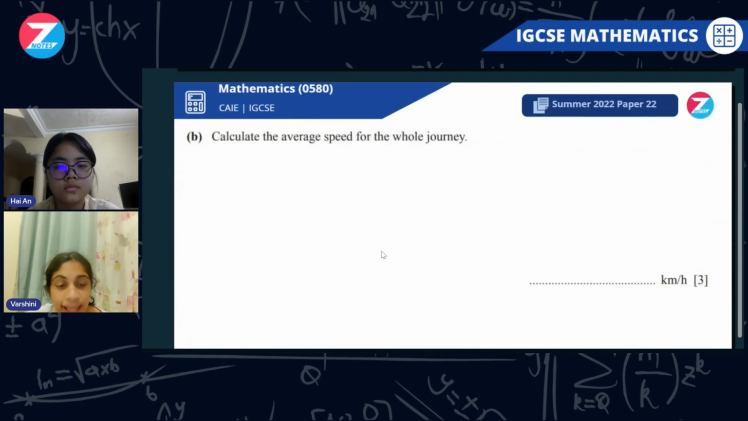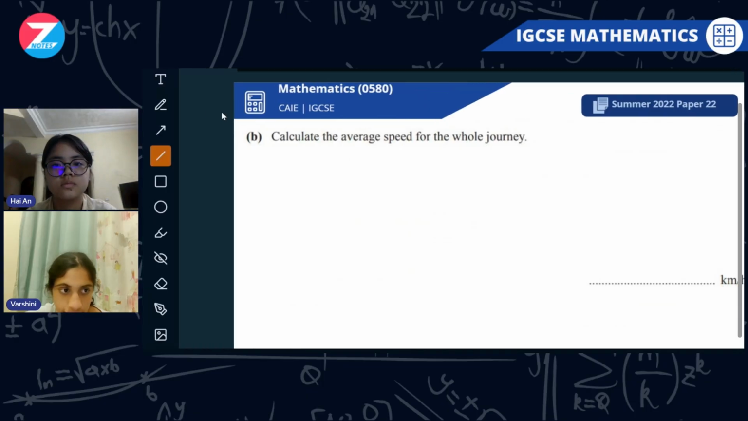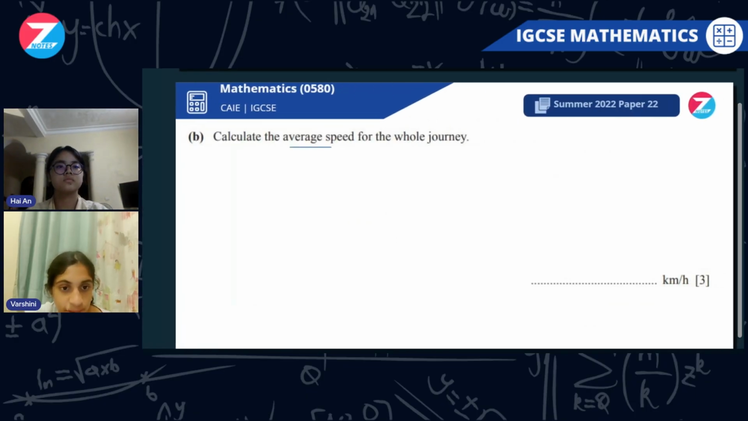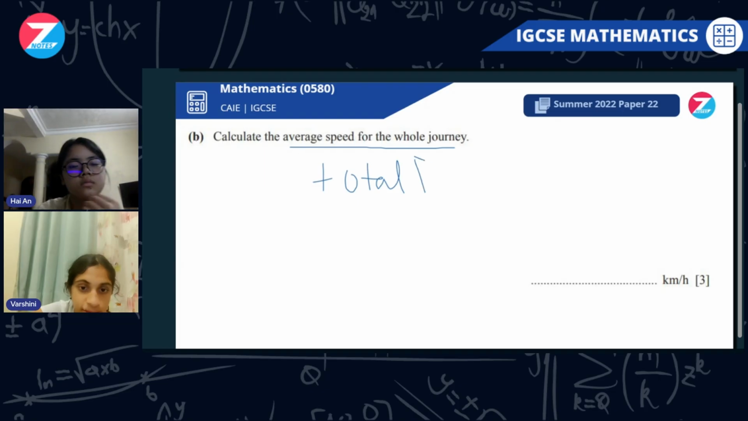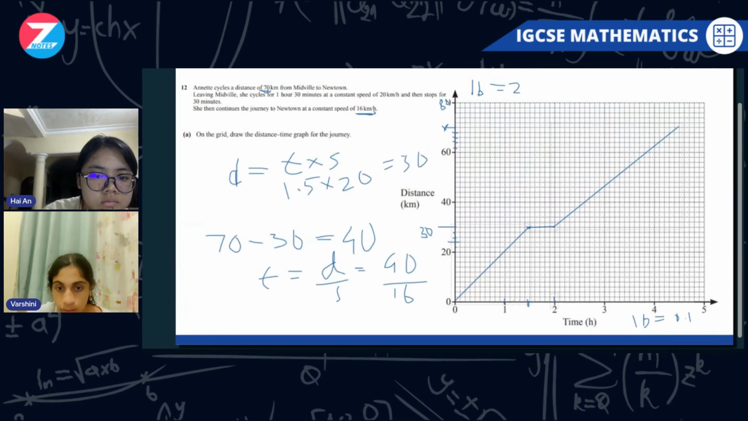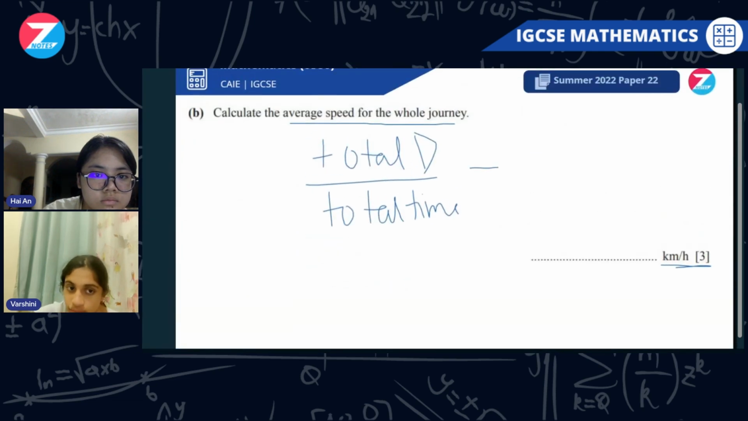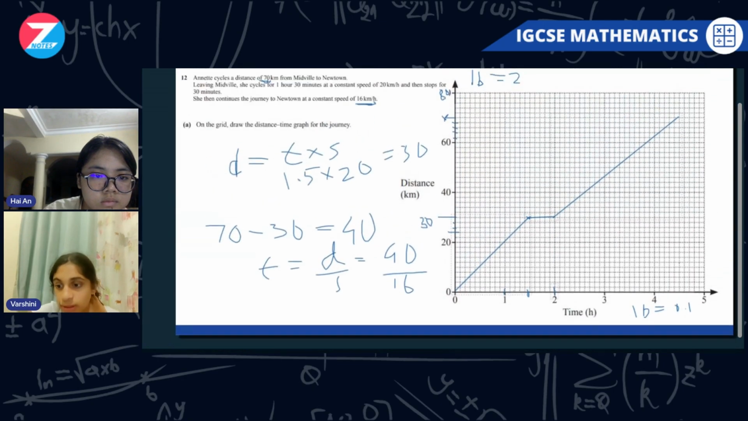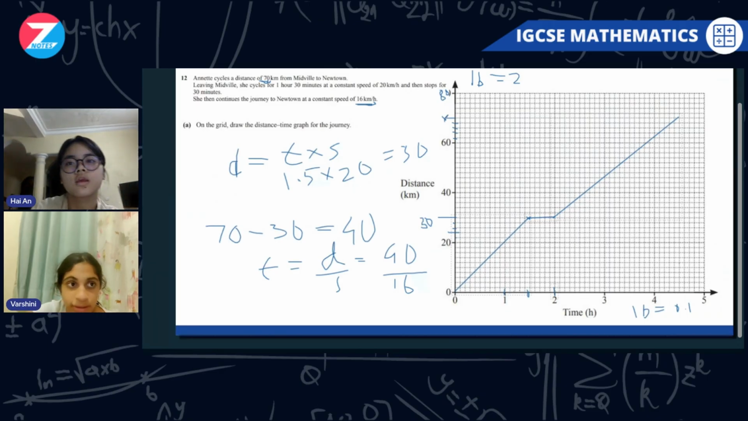Okay, part B: calculate the average speed for the whole journey. So remember, they want the average speed for the whole journey. That is just going to be our total distance divided by our total time. And we can see that they want it in kilometers per hour. Our total distance is 70 kilometers, divided by her total time, which as we can clearly see is 4.5 hours.